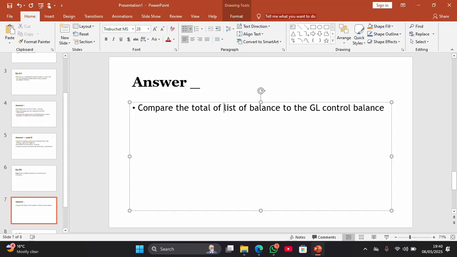Please, you can compare the total of the list of customer balances, these are individual accounts for customers, to the GL control, or we can call this the receivable control account. Do we agree? To the receivable. I don't want to overstay here, but if you've got a question, you can ask. Do you have a question?